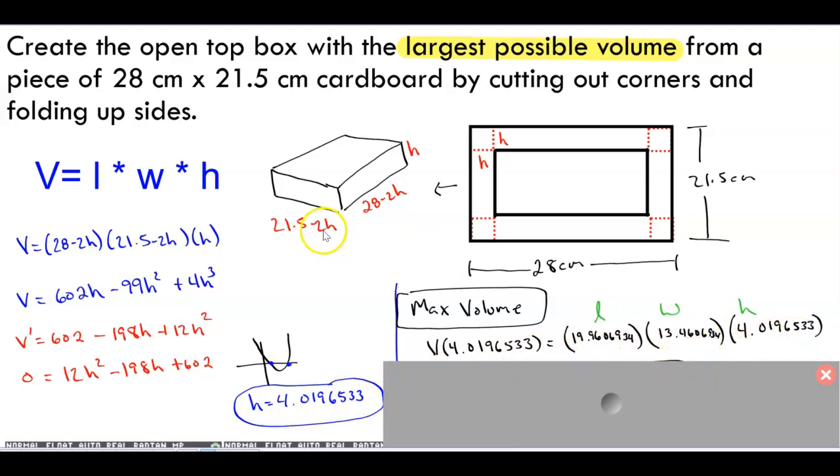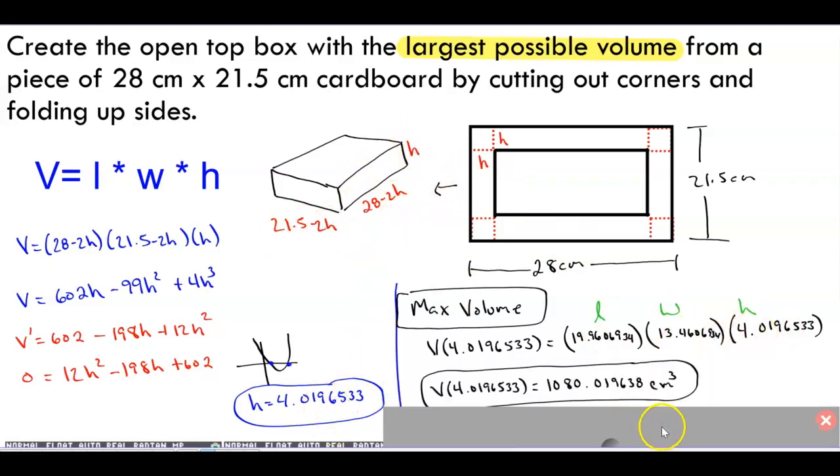So then here's the width. I plugged in this answer for h up here, times it by 2, 21.5 minus that answer. And then the height is, excuse me, the height is exactly h. Then you can multiply all that together, and there is your maximum volume.